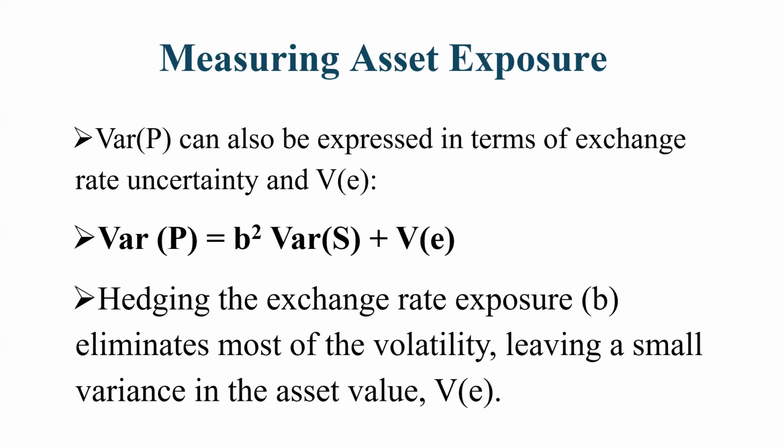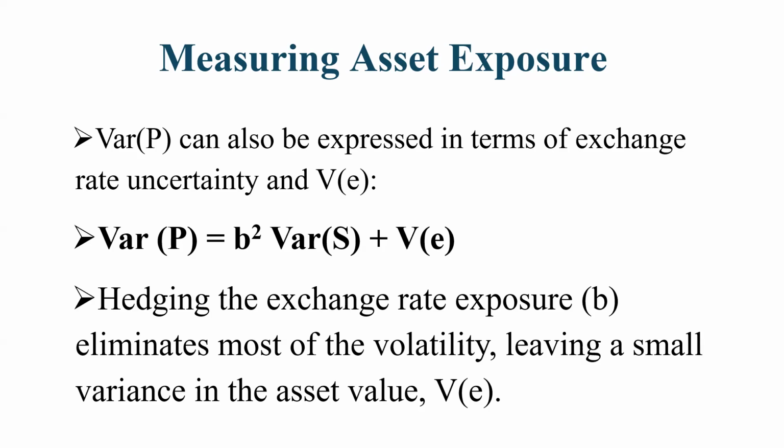Now, when the exchange rate exposure is hedged, most of the variability or uncertainty is eliminated, and we are left with a small variance E, V of E, which is the variance of the asset value after hedging the hedged position. And we can indeed calculate variance of E. That's the variability or variance that remains, okay?